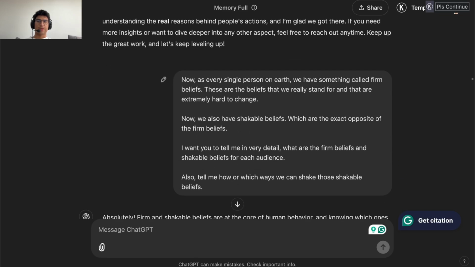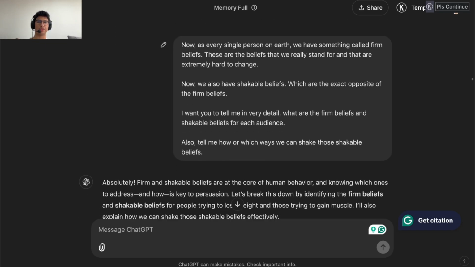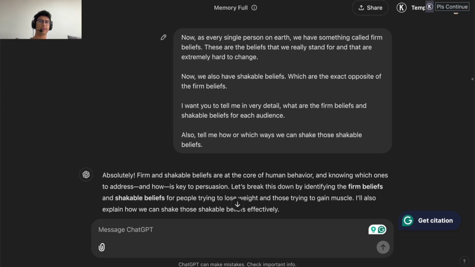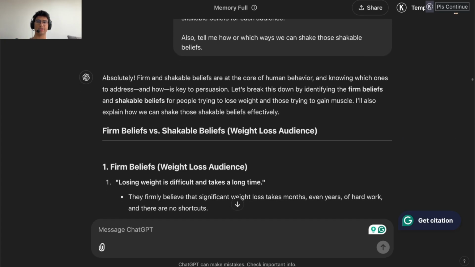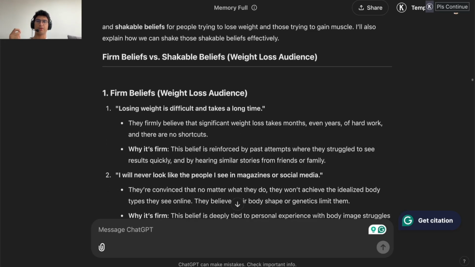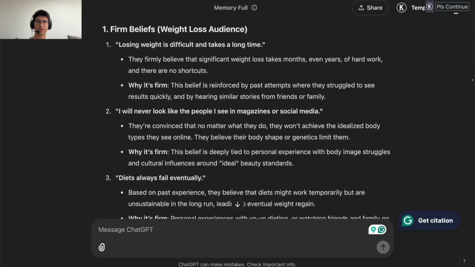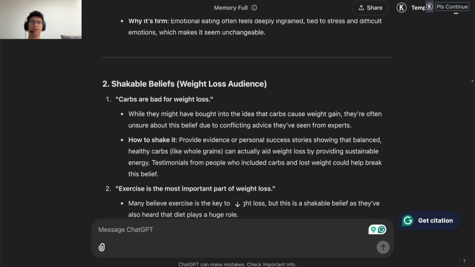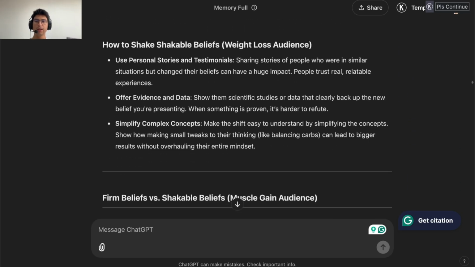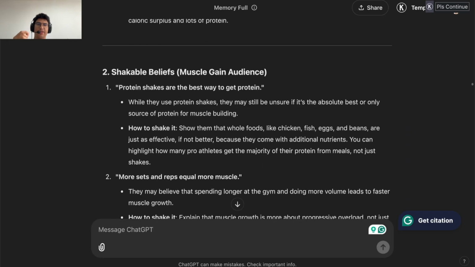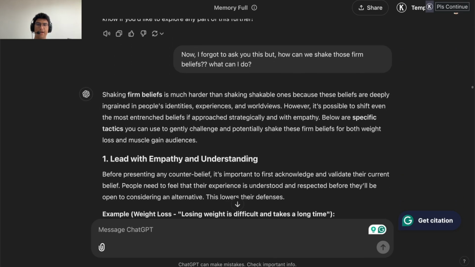With the next one. As every single person on earth, we have something called firm beliefs. Now we're switching to the beliefs. Firm beliefs are the beliefs that we really stand for and that are extremely hard to change. Now we also have shakable beliefs, which are the exact opposite of the firm beliefs. I want you to tell me in great detail what the firm beliefs and shakable beliefs are for each audience. Then it's gonna tell you, okay, losing weight is difficult and takes a lot of time. This is a firm belief. You're gonna have a lot of them. Also the shakable beliefs for every single point. And as you can see, it's everything right here.